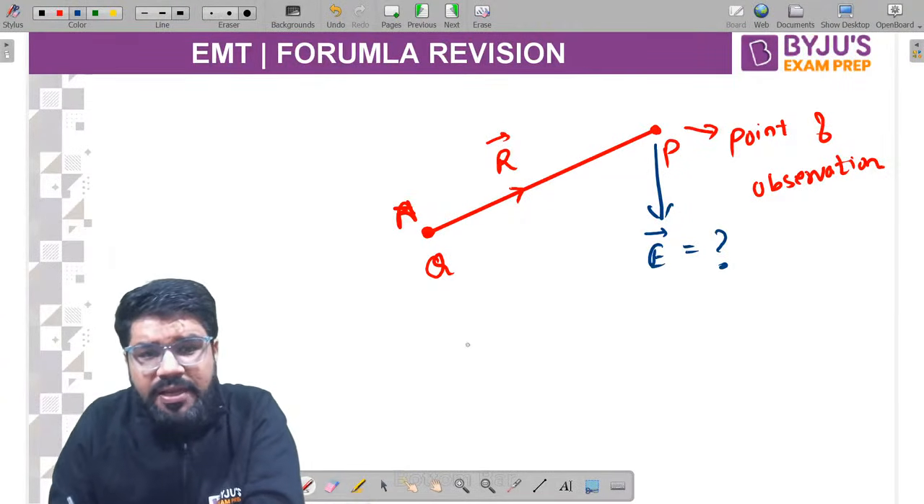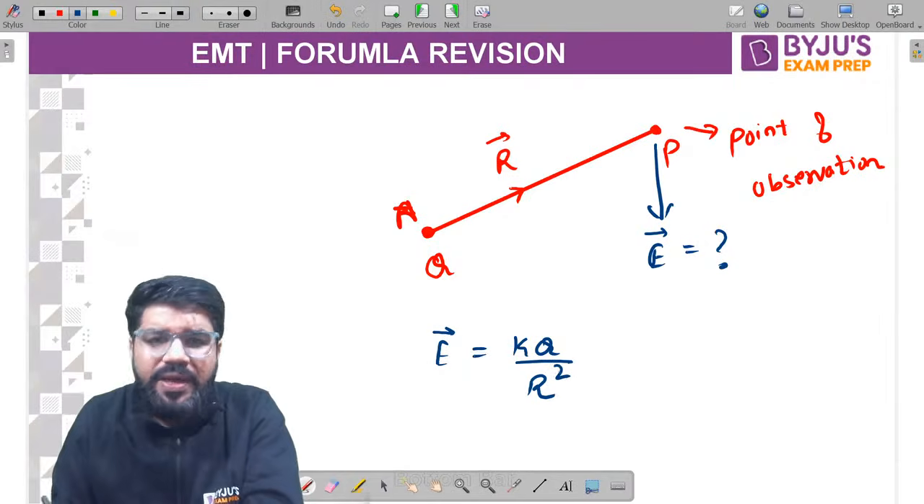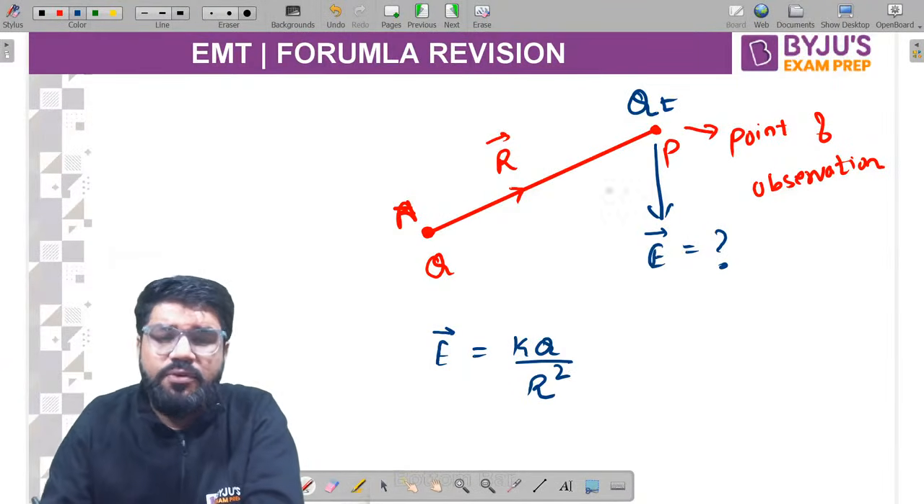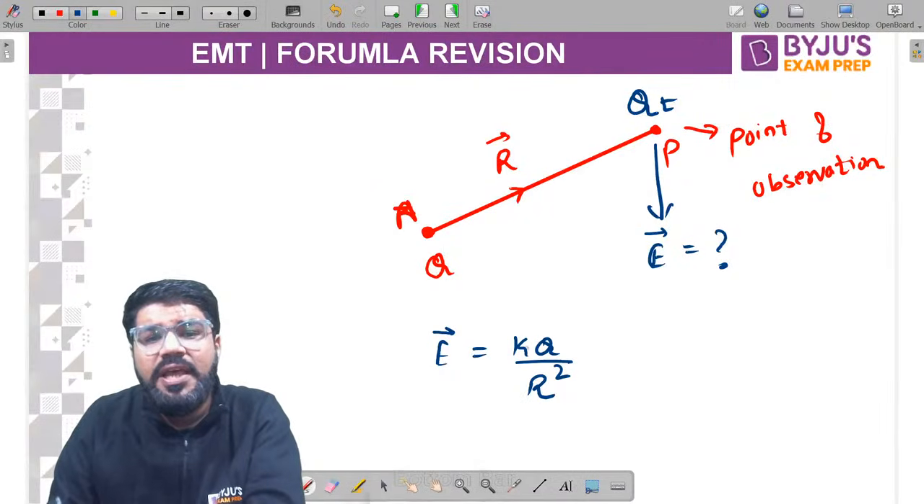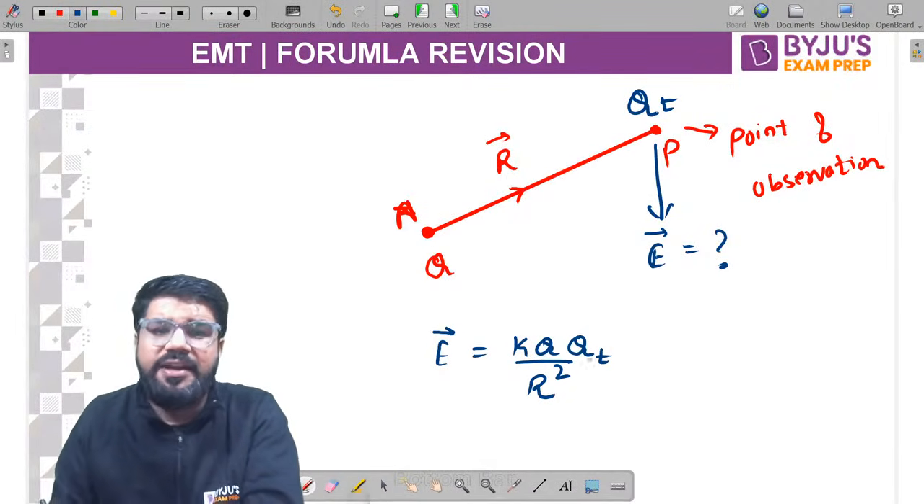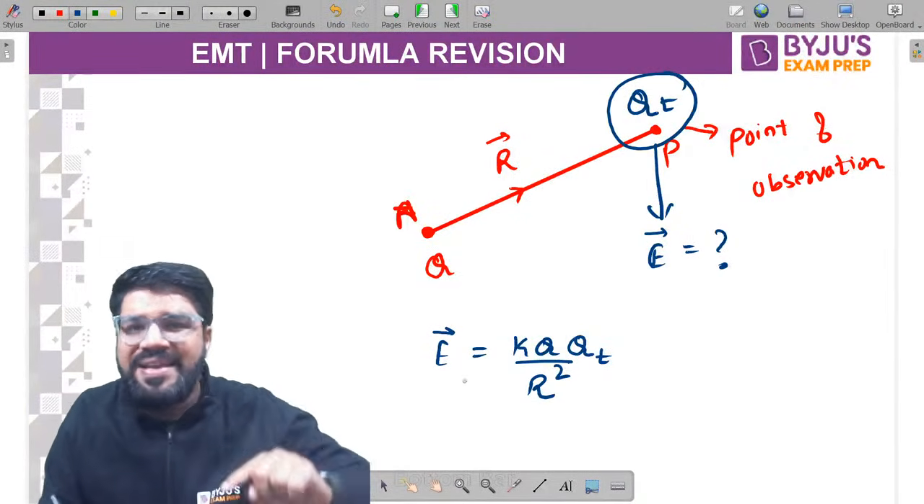So guys, as I'm telling you, electric field is given by KQ upon R square. It is as simple as that. Suppose there was a charge here, that is QT. Then what is the force? If you write it down in terms of force, it becomes KQQT divided by R square according to Coulomb's law. But what is the force experienced per unit test charge?